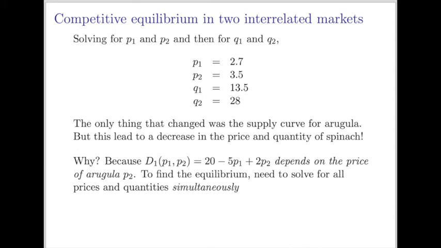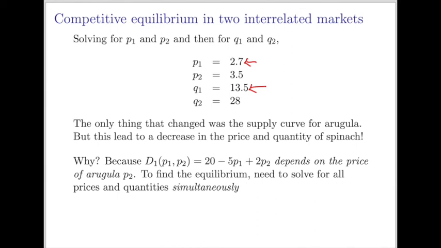Now the only thing that changed was the supply curve for arugula. But we see that we have a reduction in the price and the quantity of spinach. Right? The price of spinach used to be 3.4, and the quantity of spinach used to be 17, if I recall. Those have both gone down. But the only change was in the market for arugula. So why did this happen?